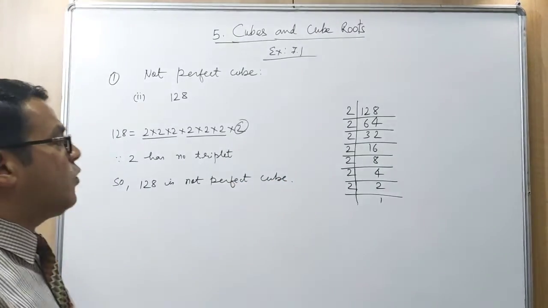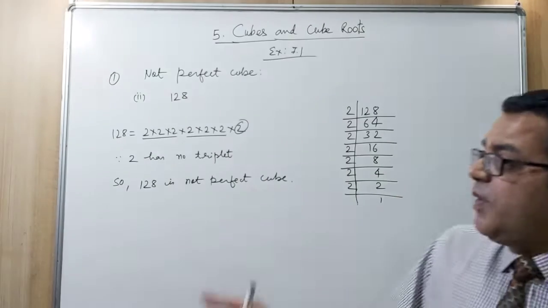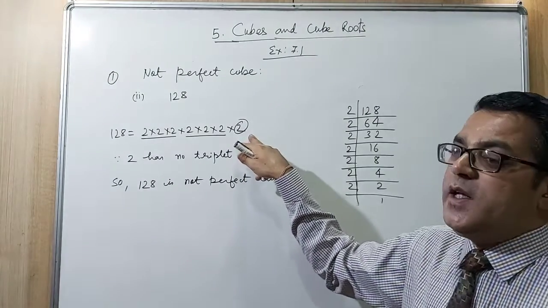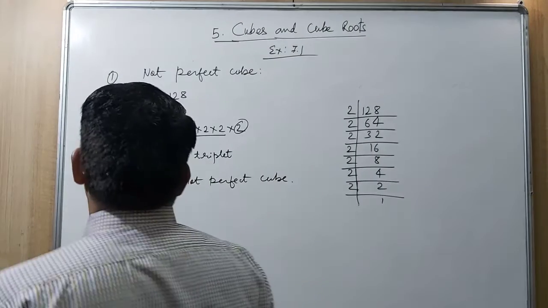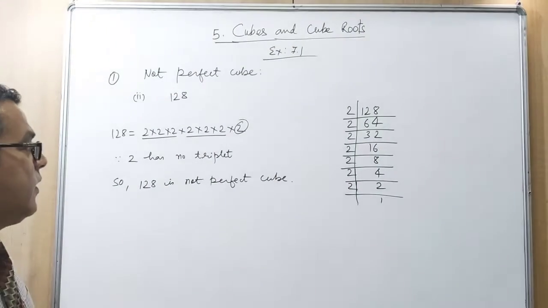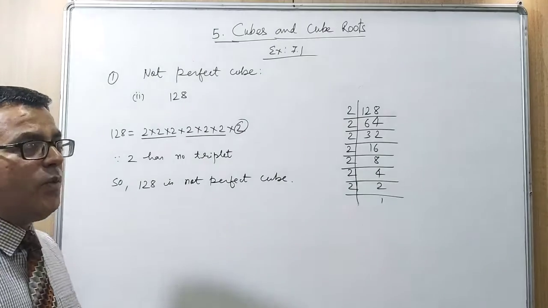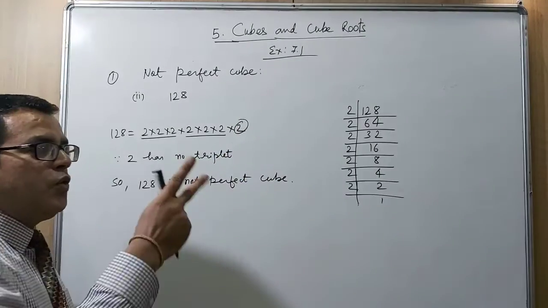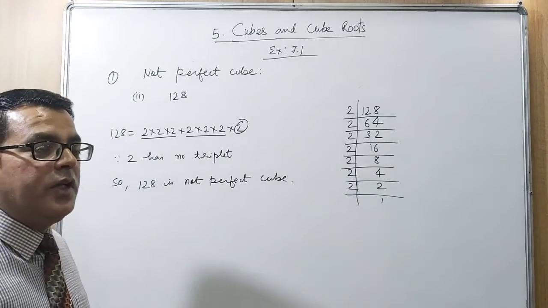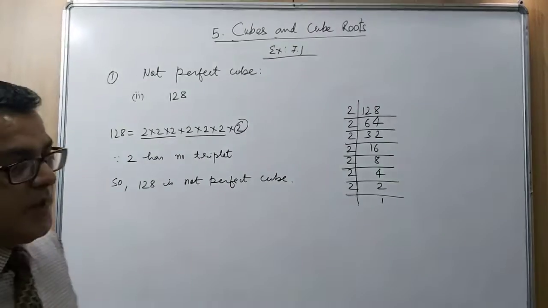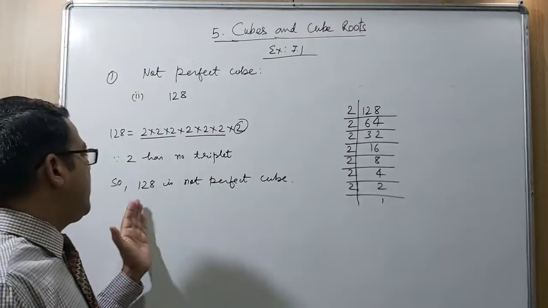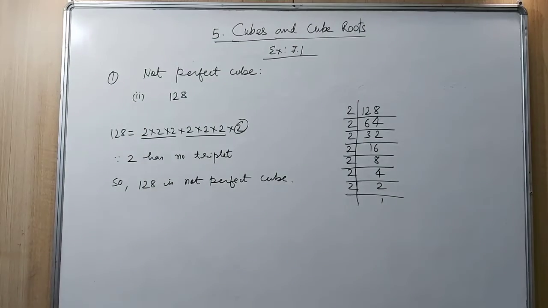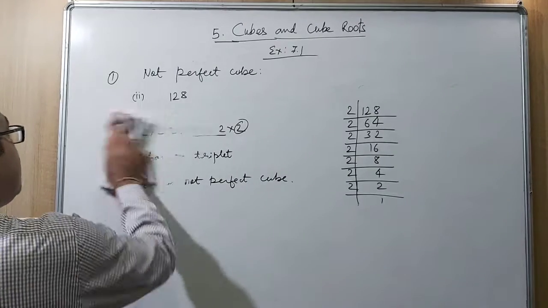Hope you understand why it is not a perfect cube, because we are unable to make a triplet for this 2. 2 more 2's we need here, but we have only a single 2 here. So how can we make it a perfect cube? Either we can remove this 2 from the list, or we can add 2 more 2's. Then only we can make it a perfect cube. So the conclusion is this 128 is not a perfect cube. Hope you understand.